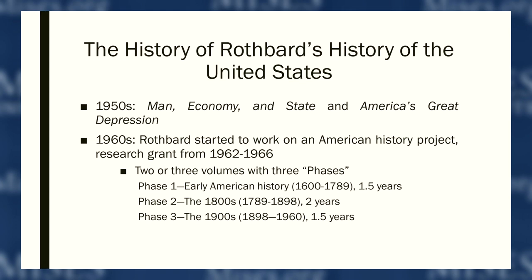So in the 1950s, he worked a lot on economic theory. And then he says, all right, I'm going to switch a little bit. In the 1960s, he's going to switch to a whole new field of American history, something he's also very well trained in. He got his PhD from Columbia University, and he wrote a book, his dissertation, The Panic of 1819, which is still very well cited today.